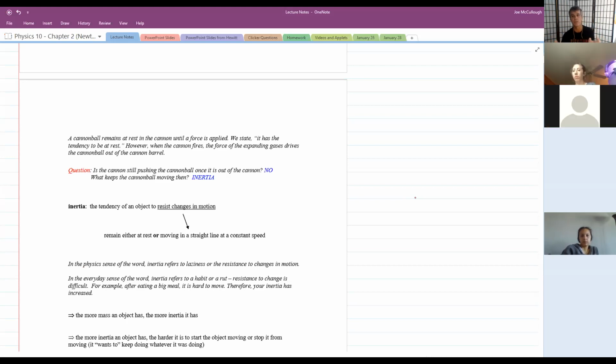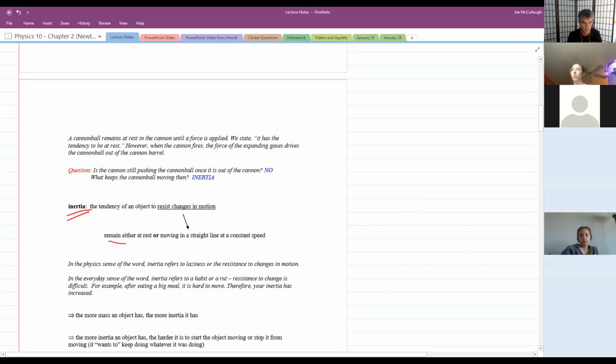Is there a force being exerted on it from my hand once I let it go? And the answer is no. The object keeps moving because of this thing called inertia. Inertia is basically the tendency of an object to resist changes in motion. Changes in motion means if it's at rest, it's no longer at rest. Or if it's moving, anytime I change the speed or change the direction would be a change in motion.